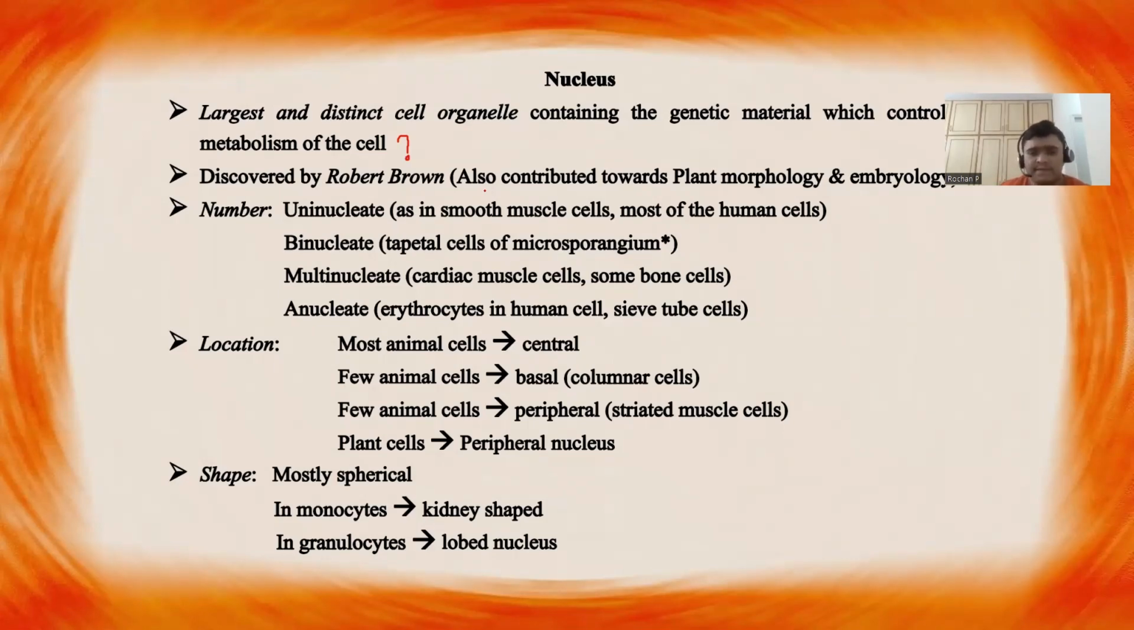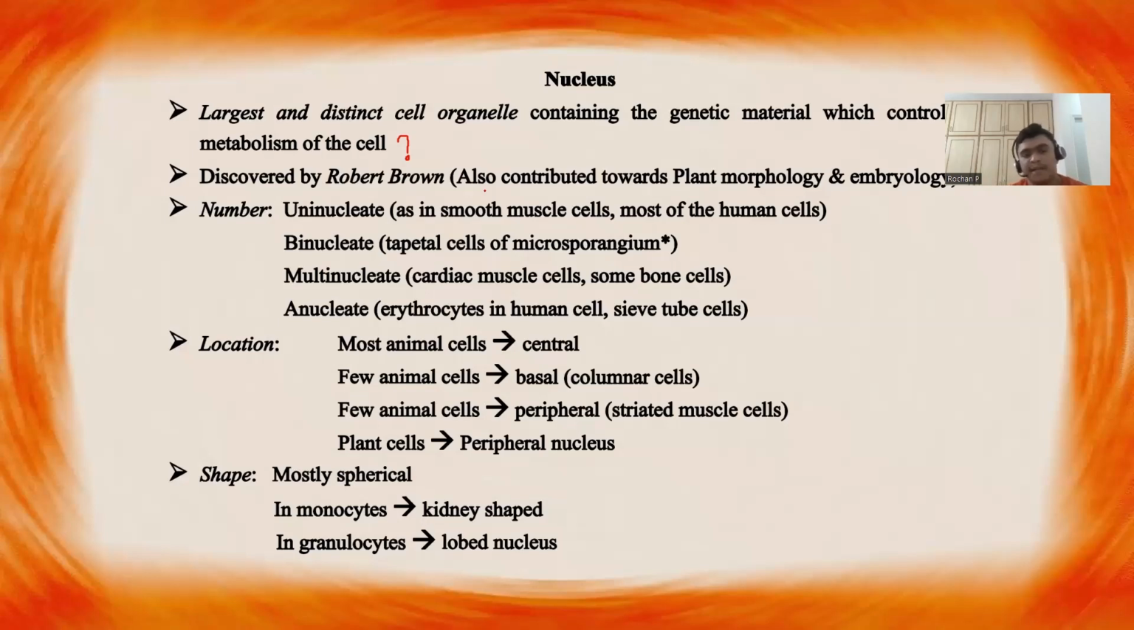Where do we see these kind of cells? You would have heard about microsporangium in the plant kingdom. What is microsporangium? Microsporangium is going to give rise to microspores, which is the male gametophyte of a plant, right? It is going to carry pollen grains. This microsporangium has specialized cells called tapetal cells, and these cells are going to be binucleated in condition. Okay. Next, the third condition is multinucleate condition, where we see many nucleus in a single cell.